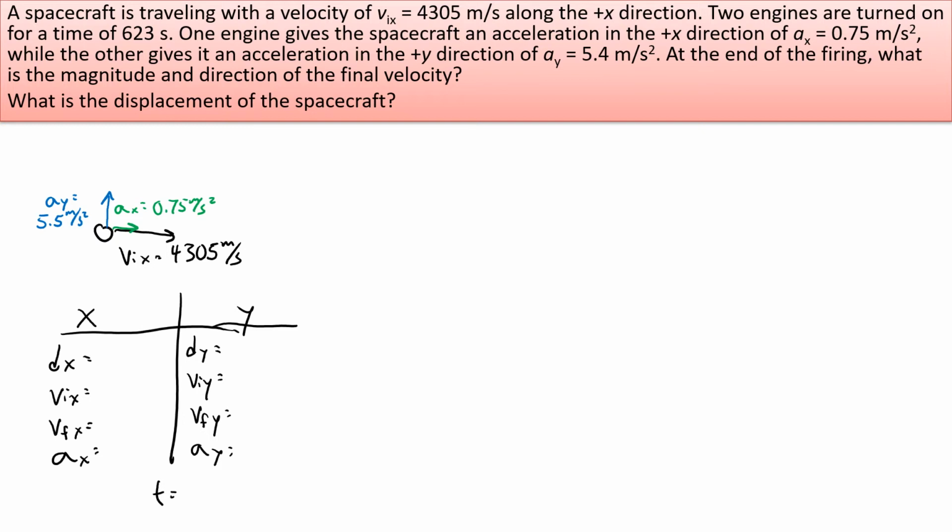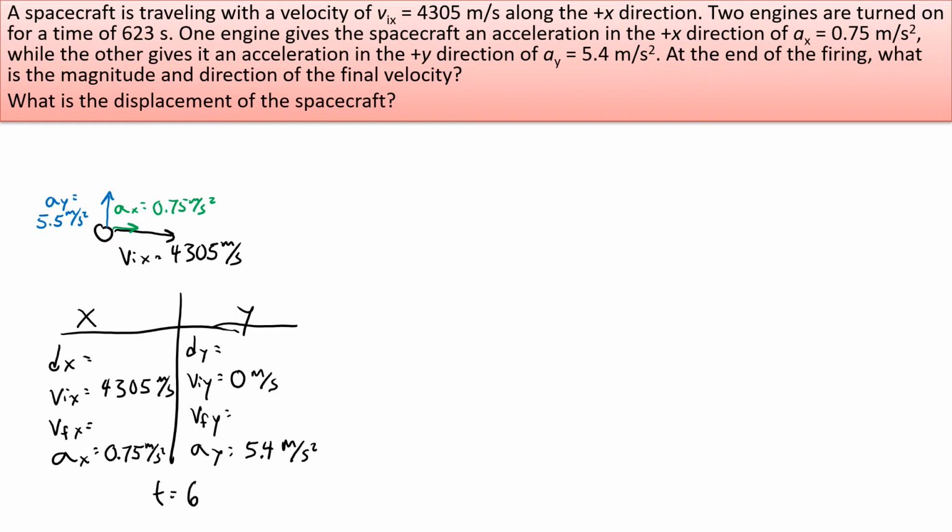So Vix is 4,305 meters per second. Viy, it doesn't say anything about Viy. It just says it's moving along in the x direction. So that means you have zero initial velocity in the y direction. So that's a little hidden information there. Ax is 0.75 meters per second squared. And then you do start gaining some velocity in the y direction at a rate of 5.4 meters per second every second, so meters per second squared.